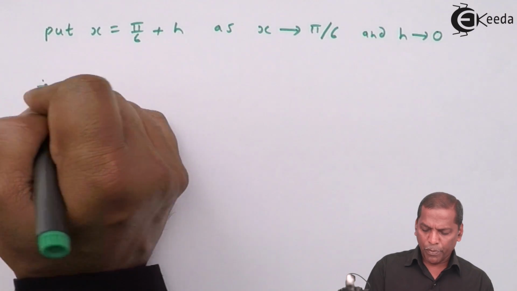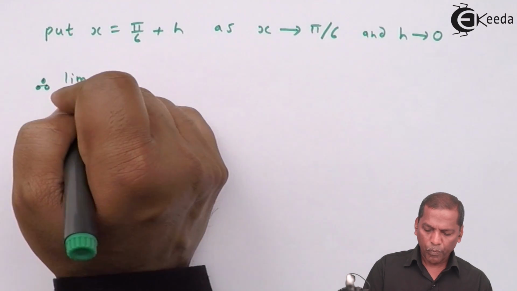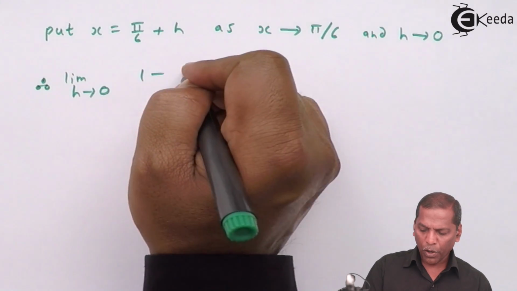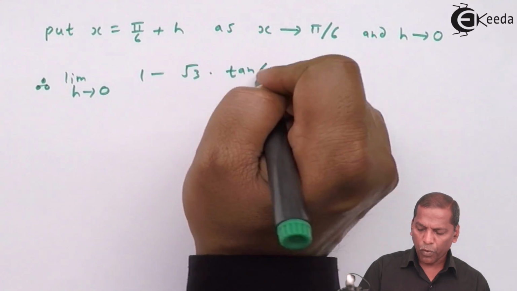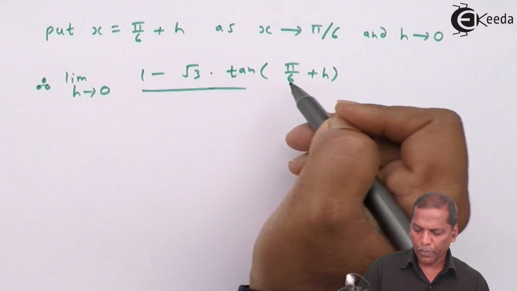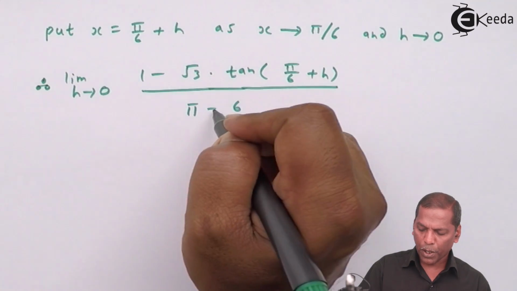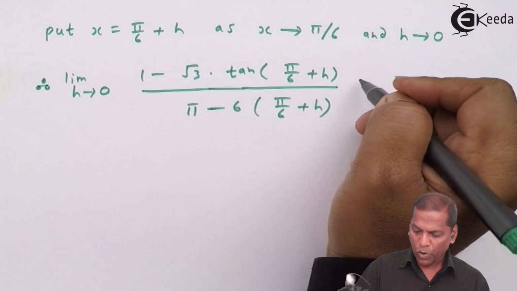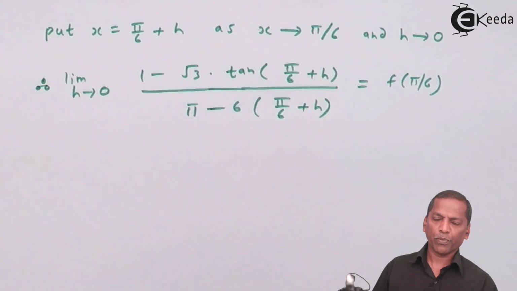So the next step will be limit h tends to 0, 1 minus root 3 into tan of, whenever x we have to write pi by 6 plus h bracket complete, whole thing divided by pi minus 6 in bracket pi by 6 plus h, and that is equal to f of pi by 6, which is our question.